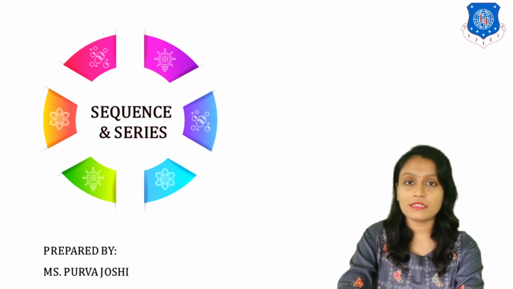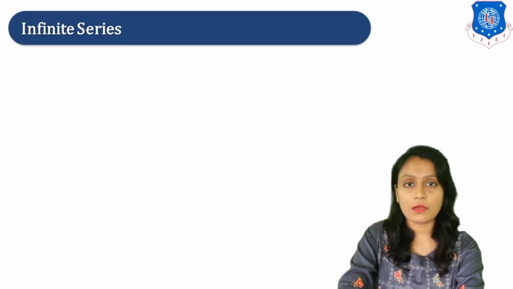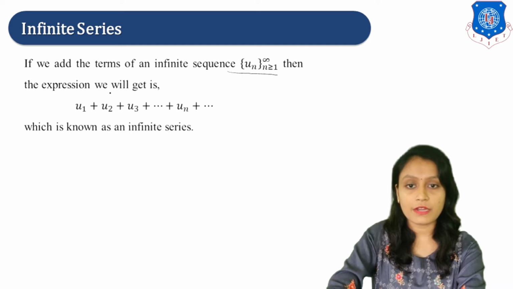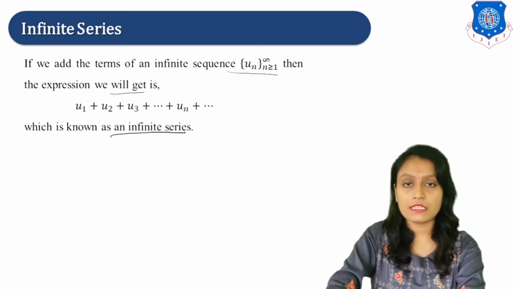Today we are going to discuss a few more topics of sequence and series. So let's begin with the first topic, that is infinite series. If we add the terms of an infinite sequence un from 1 to infinity, then the expression we get is u1 plus u2 plus u3 plus up to un and so on, which is an infinite series.